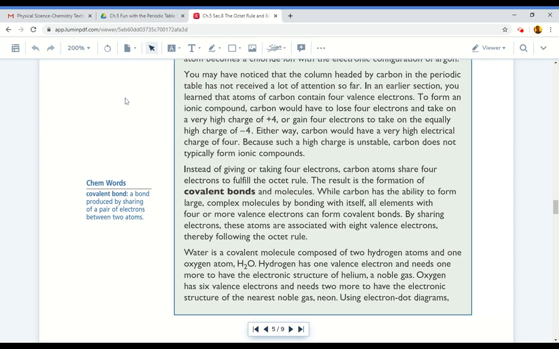You may have noticed that the column headed by carbon in the periodic table has not received a lot of attention so far. In an earlier section, you learned that atoms of carbon contain 4 valence electrons. To form an ionic compound, carbon would have to lose 4 electrons and take on a very high charge of positive 4, or gain 4 electrons to take on the equally high charge of negative 4. Either way, carbon would have a very high electrical charge of 4. Because such a high charge is unstable, carbon does not typically form ionic compounds.